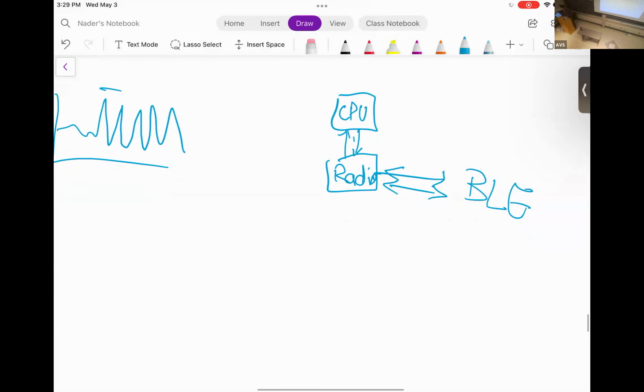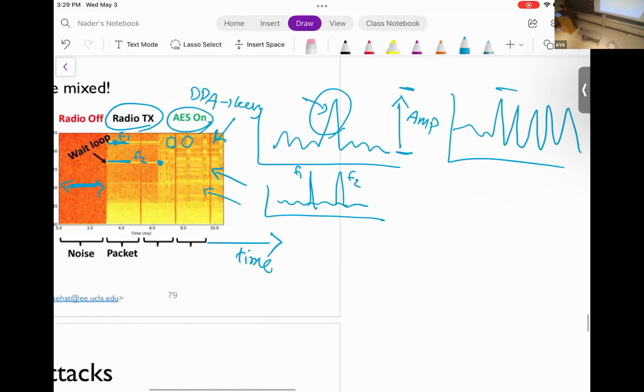So we have the core and we have the radio, right? And what is happening is that I want to send a message. I want to encrypt it. So what I would do is, I have the message. I have to run this message through AES. And then I have to send it to the radio. So I'm going to pipeline this, right? I'm going to encrypt the message byte by byte. And then as I'm doing the encryption, I'm also sending the previous packets, right? So these two things happen in parallel.